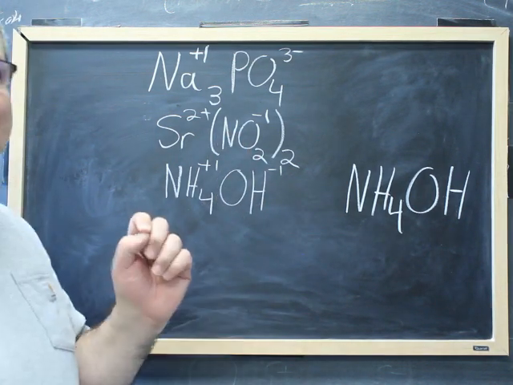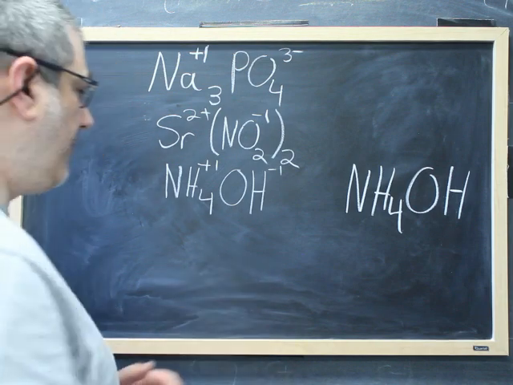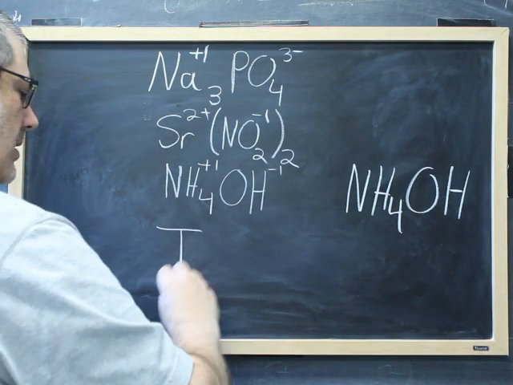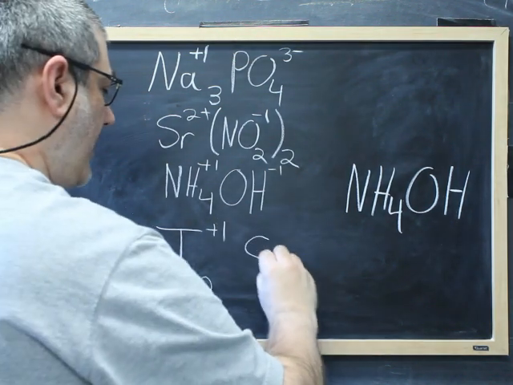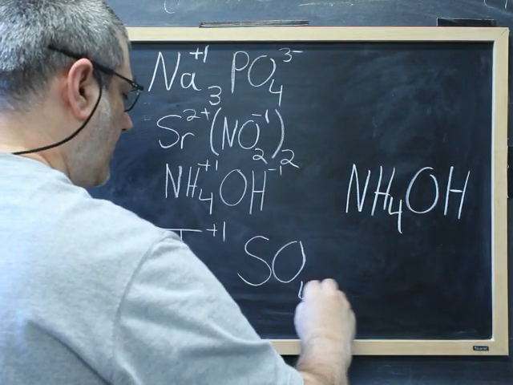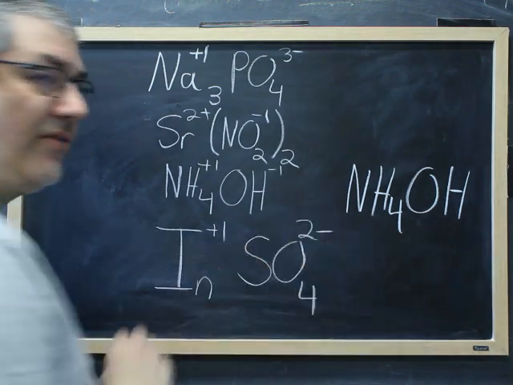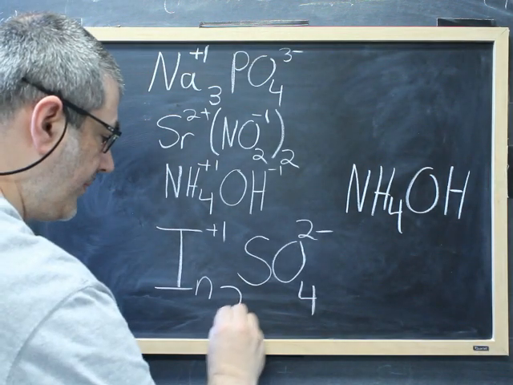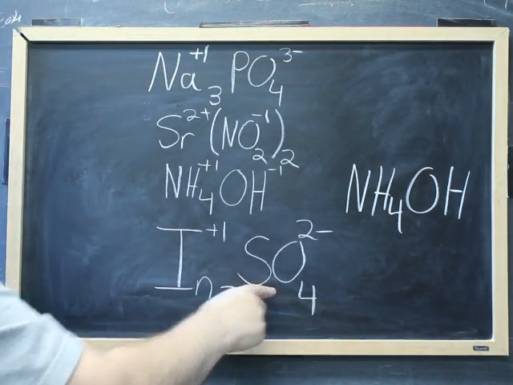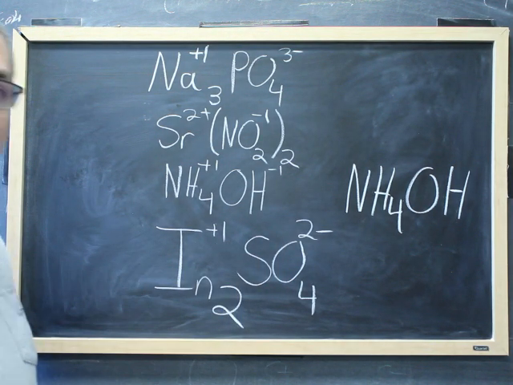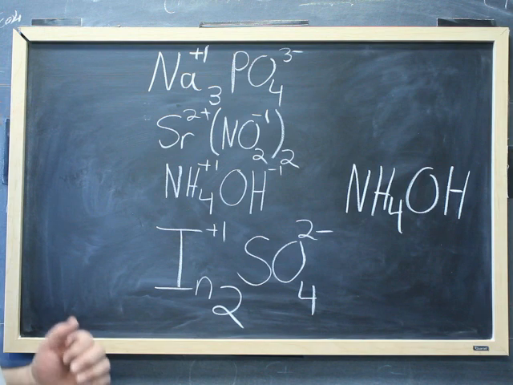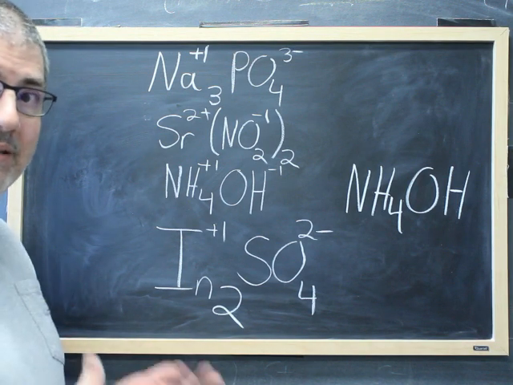Indium 1 sulfate. So the indium is +1, that's given to you, and sulfate is a polyatomic that is -2. So the formula will be 2 indiums, 1 sulfate, so In2SO4. Again, we have to have charge balance for this compound to exist. It has to be neutral.